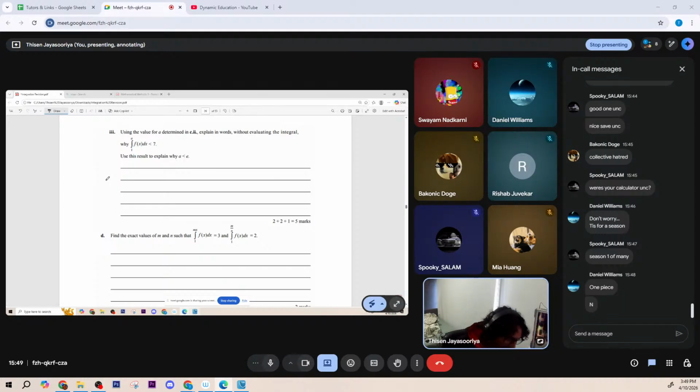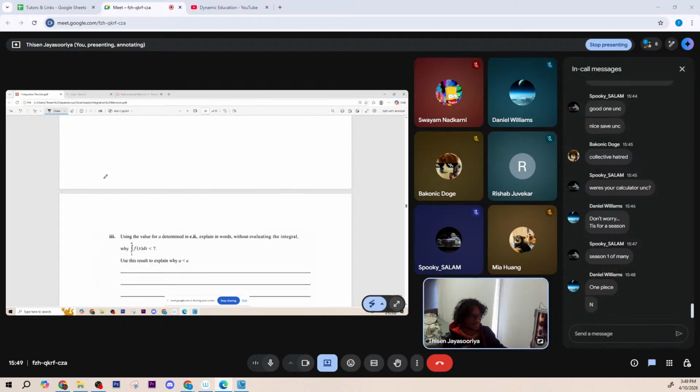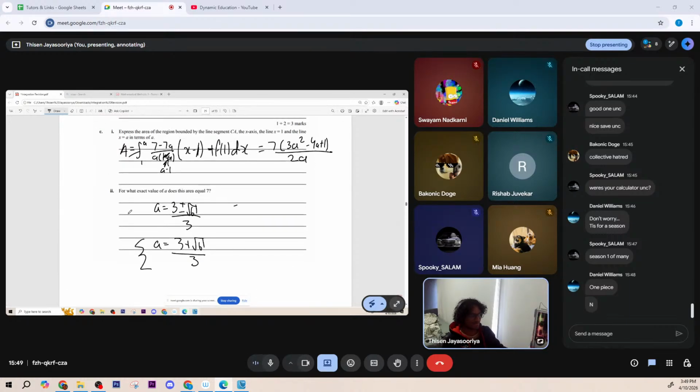Ooh. Anyone have any ideas? Anyone have any thoughts? Can't evaluate the integral. So this is my value up here.